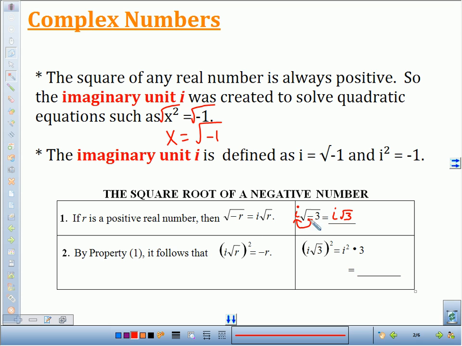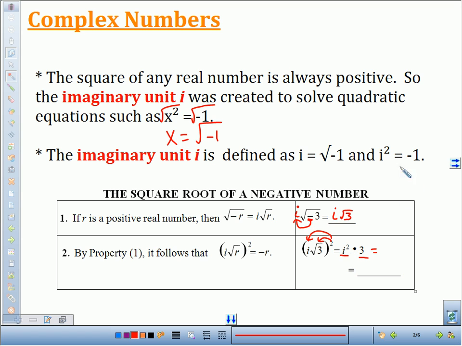Now, using that property, we can expand it just a little bit and look at what would happen if we squared i square root of r. If we did that, we would get negative r. And again, here's how. If I squared i square root of 3, what I would be doing is squaring the i and getting i squared, and squaring the square root of 3. Now, of course, the square root of 3 squared is 3. And we've seen that before.